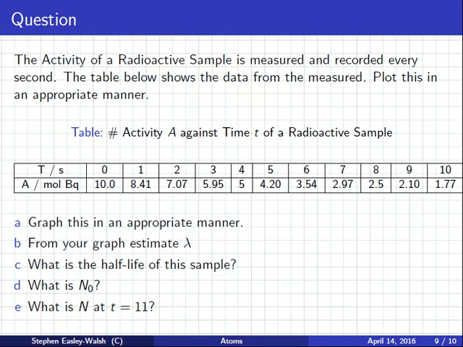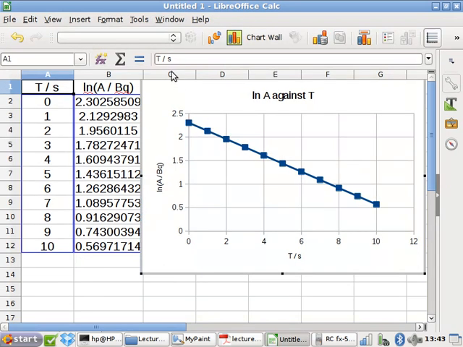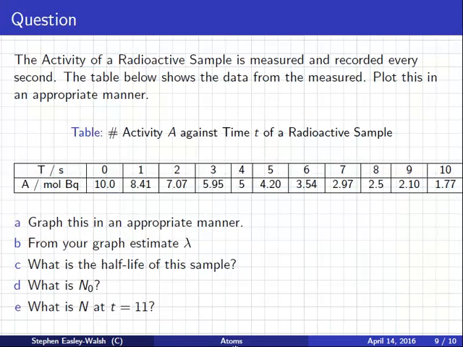Now, we have to be careful here. The activity is actually not in becquerels. This is my mistake on my graph. It's actually in moles per second. As in, let me just stick in a mole here. When this is 10, this does not mean 10 atoms per second. It actually means 10 moles of atoms per second.